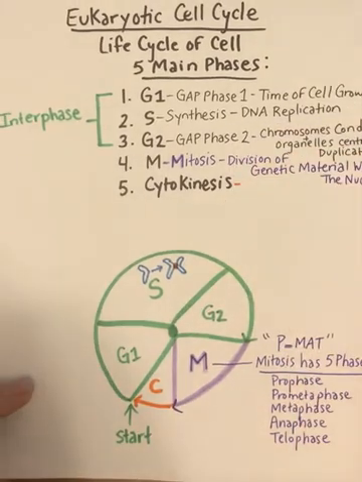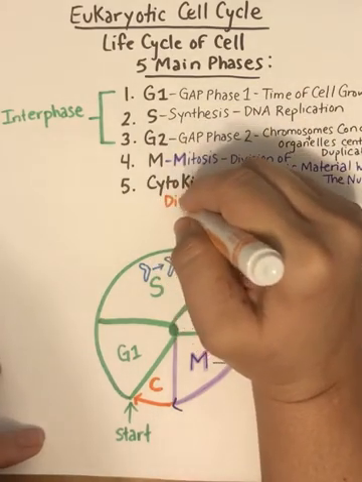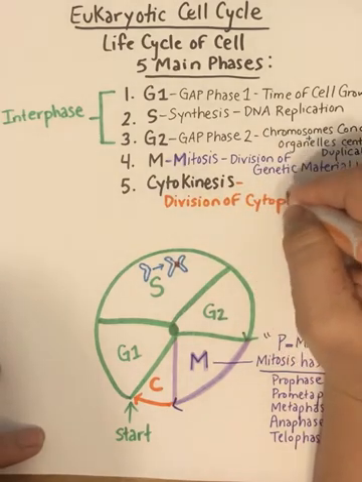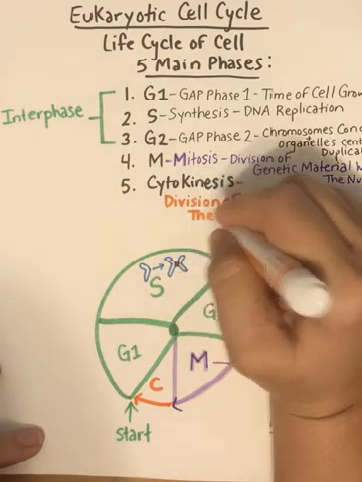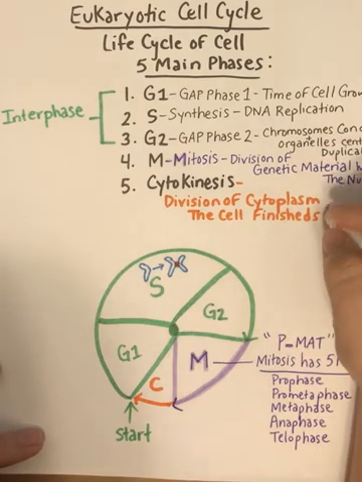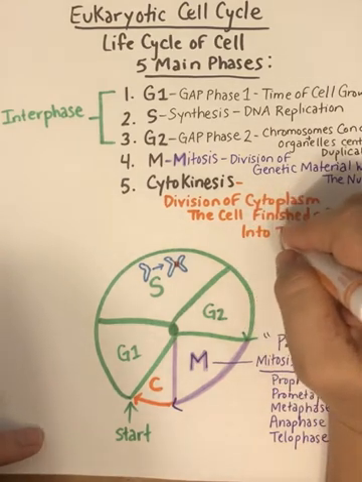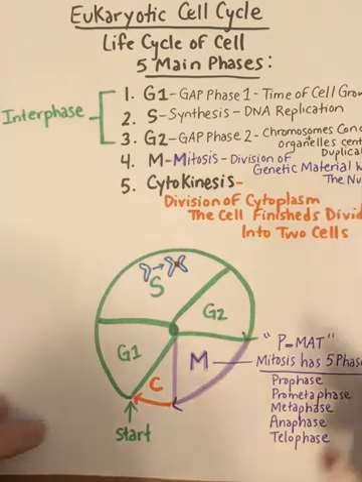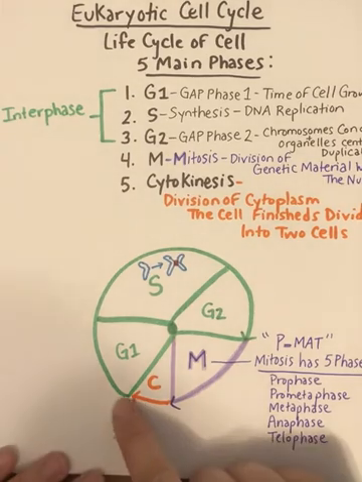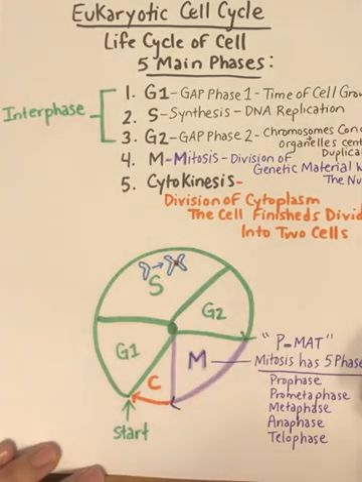When you talk about the term cytokinesis, the word cytokinesis means the division of cytoplasm and the cell finishes dividing into 2 cells. So we're going to have this life cycle, and when it divides into 2 cells, then that new cell starts its own life cycle. So this is the easy way to remember the phases.